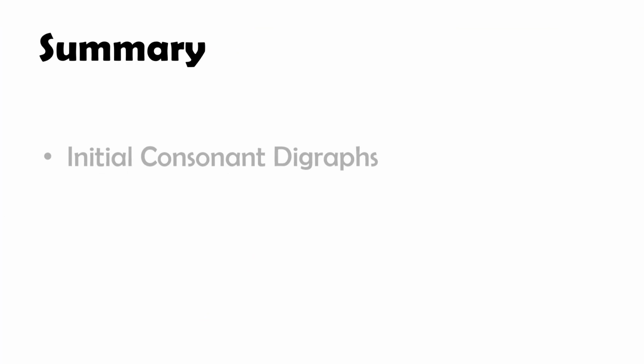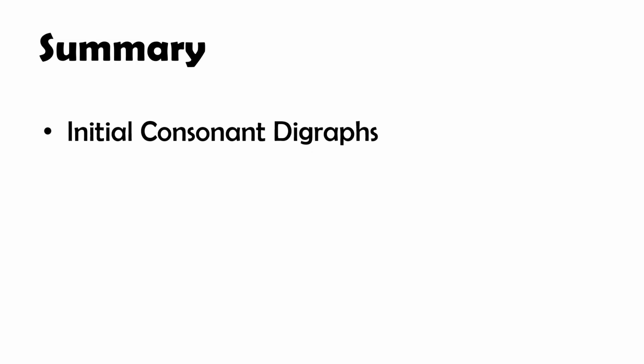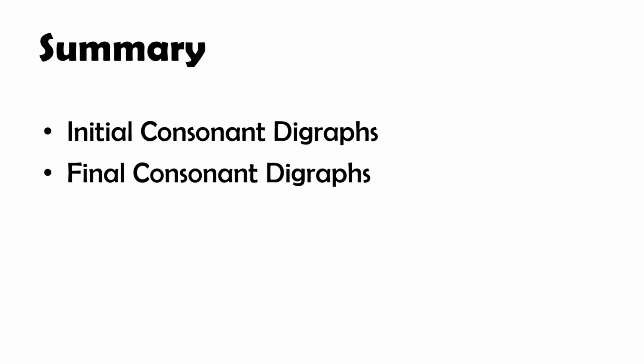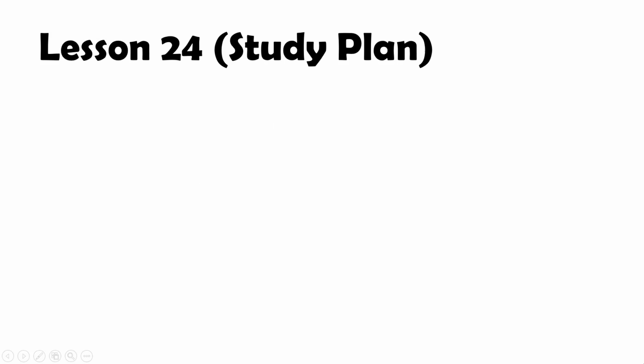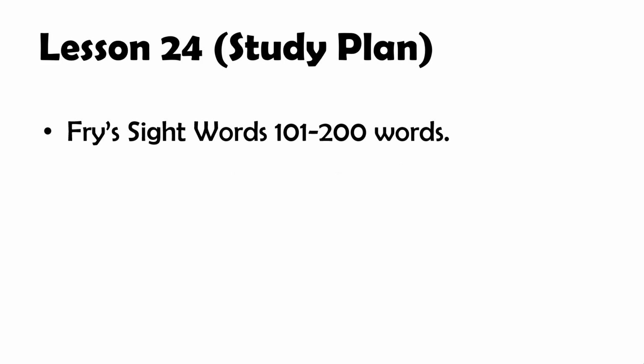Summary. In this lesson, we studied the initial consonant digraphs and the final consonant digraphs. Lesson 24, study plan. In the next lesson, we will study the Fry's sight words, 101 to 200 words.